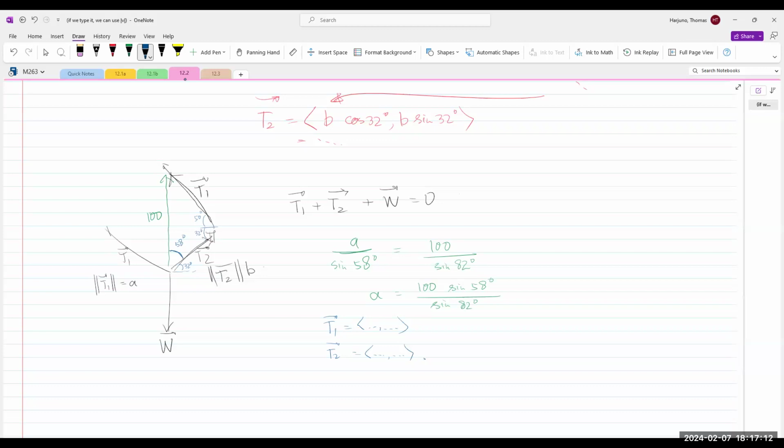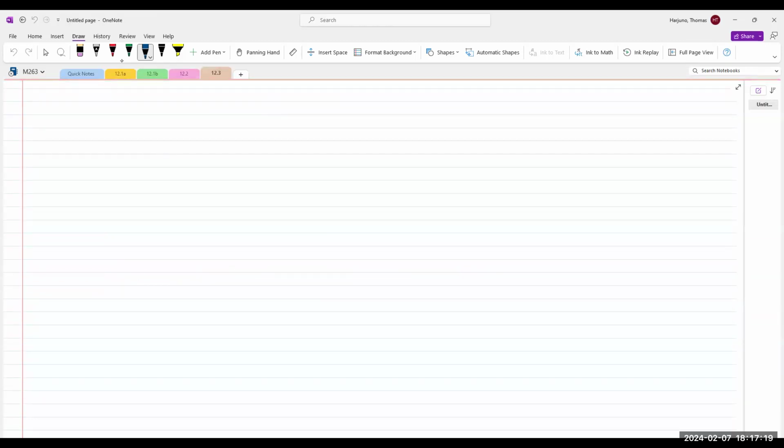Next, let's go on to the next part. You will see the more we get into this course, the more things we can do later on.